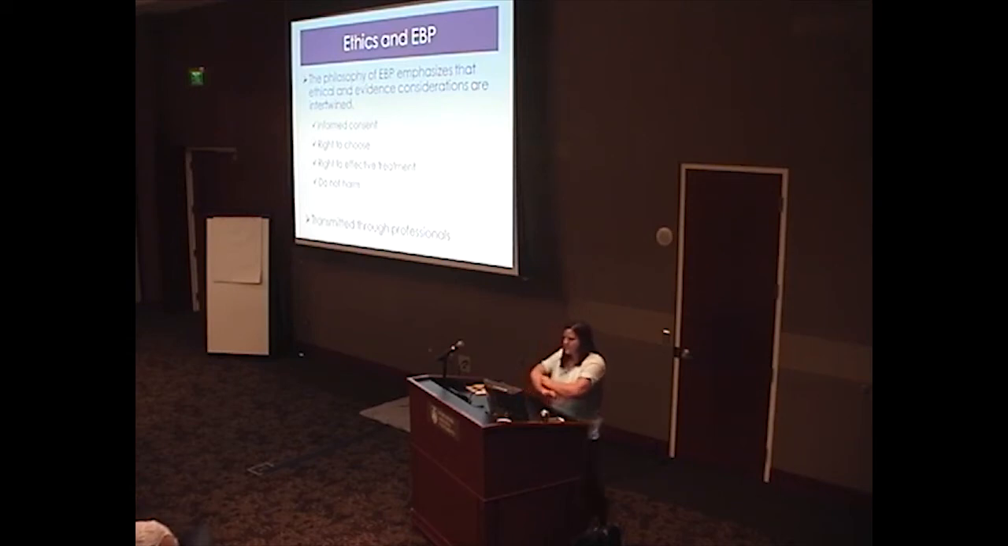The philosophy of an evidence-based practice emphasizes that ethical and evidence considerations are intertwined. Okay, so you probably are familiar with things like informed consent. They have to be informed of something. Whoever our client or our consumer, the family is, they have to be informed about something. That suggests that there's something to tell them about research or evidence. What are these recommendations?